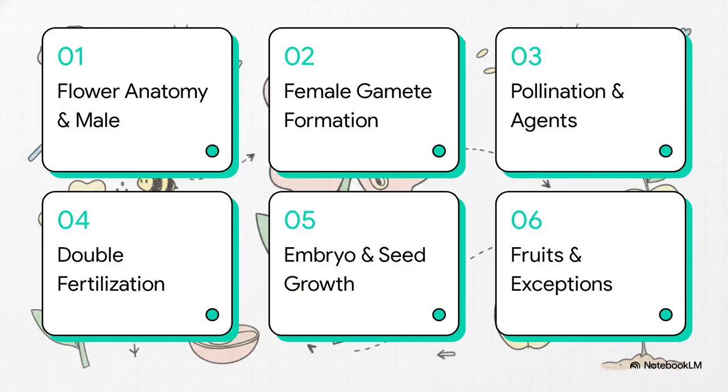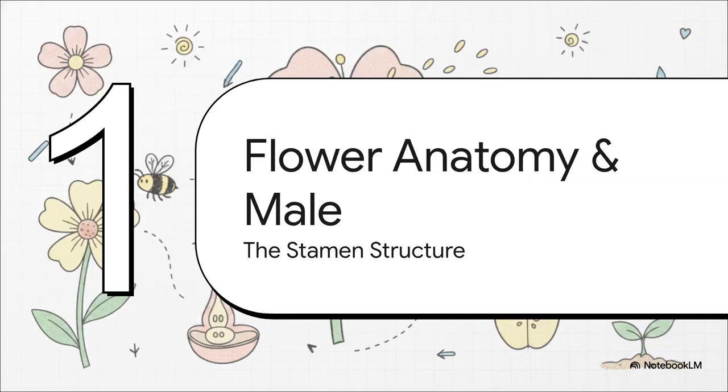Okay, so here's our syllabus map for today. We're moving chronologically through 6 key areas. 1. Flower anatomy and the male gamete. 2. The female gamete formation. 3. Pollination and its agents. 4. The double fertilization process. 5. Embryo and seed development. And finally, 6. Fruits and special mechanisms. This logical sequence is going to serve as your photographic memory aid right there in the exam room. Okay, let's dive into this.